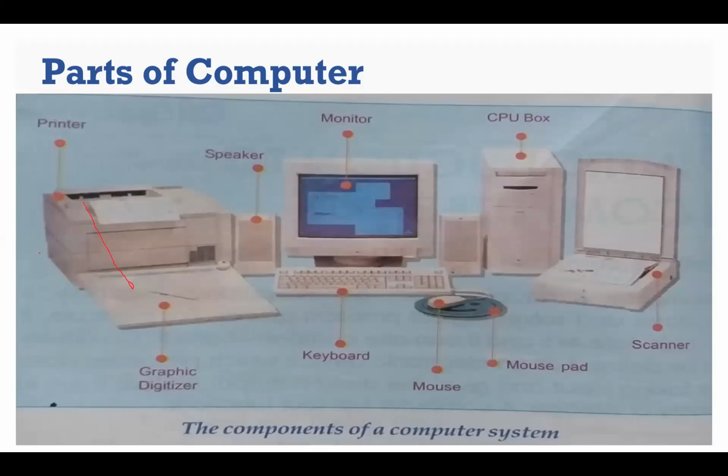Normally, we need keyboard, mouse, monitor, CPU. If you want to hear the sound, then we use a speaker also. If you want to print, then we have a printer. If you want to scan your photos or any documents, then there is a scanner also. With the help of this, you can scan your documents and keep them in your computer. So these are the parts of the computer you have read in class 4 also.